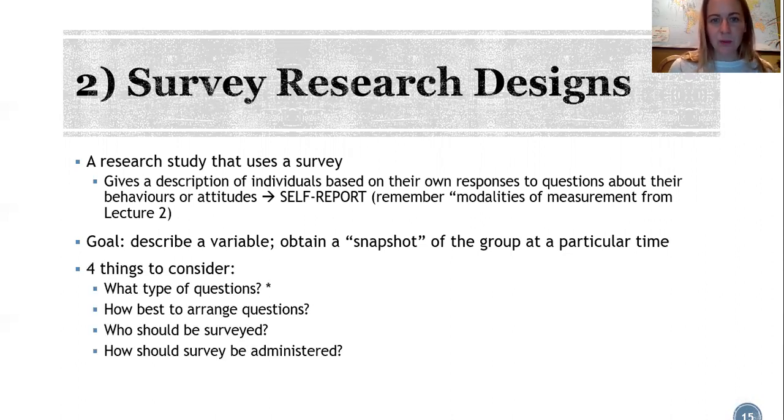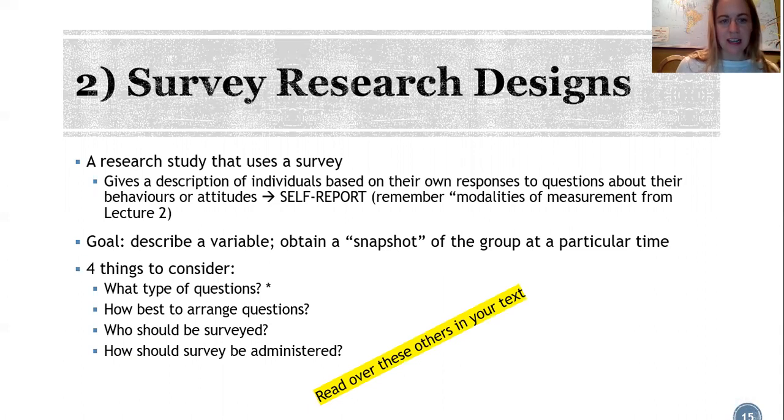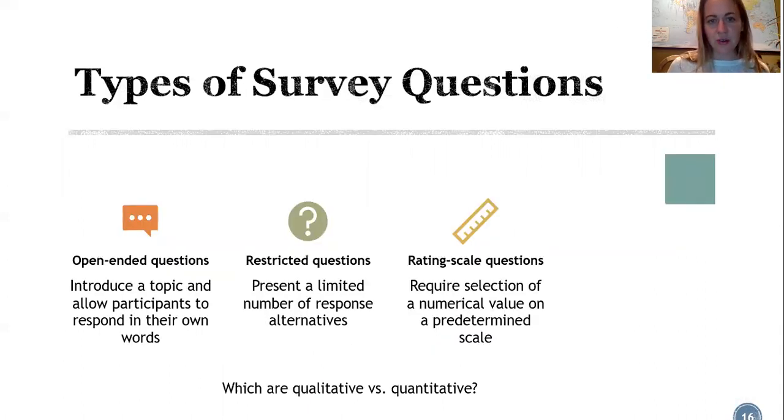Some things to consider when you do surveys are what type of questions you're asking, how to arrange the questions, who we survey, and how we administer the survey. I'm going to be focusing on this first topic, what type of questions, but please review those other things to consider by reading over your textbook. So there are three main types of questions that we can use in a survey.